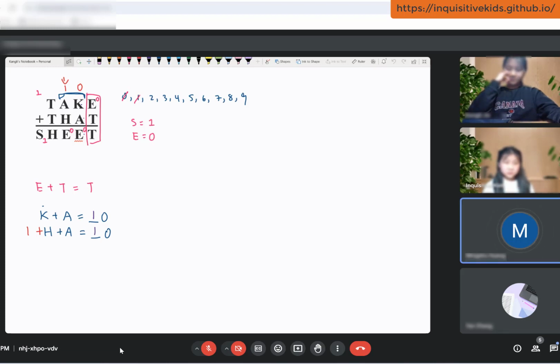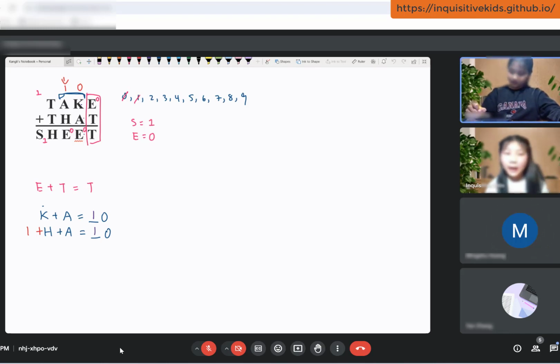Well, I have an idea, but maybe it's not about what to do. Yeah, try telling us. Well, H plus A has to equal 9 because 10 minus 1 equals 9. Exactly. H plus A must equal 9.